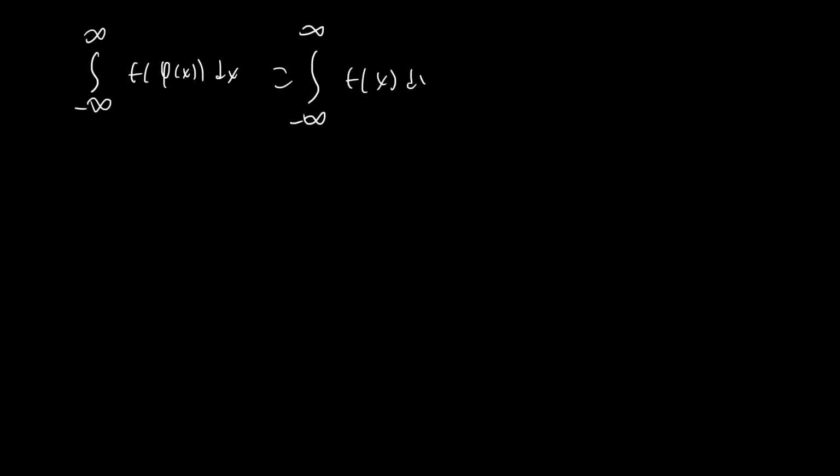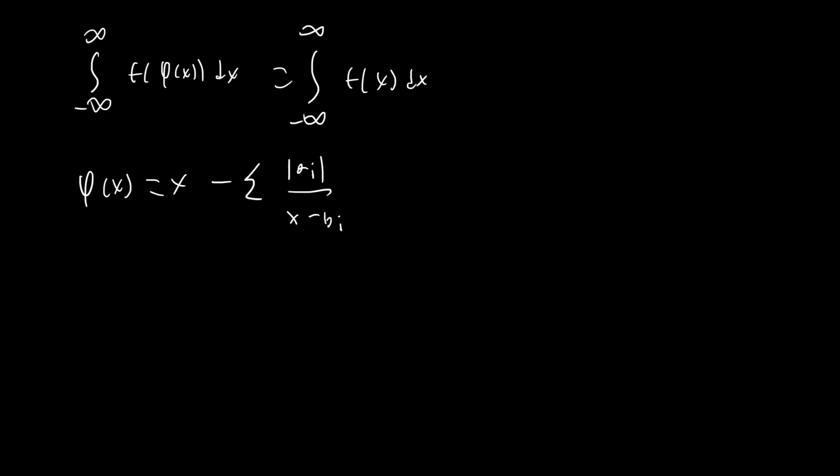Next up, we have Glasser's master theorem, which states that the integral from negative infinity to infinity of f of phi of x dx equals the integral from negative infinity to infinity of f of x dx, given that phi of x equals x minus the sum of a_i over x minus b_i. So essentially, you can replace x with x minus the sum of a bunch of 1 over x minus somethings when you're integrating from negative infinity to infinity.